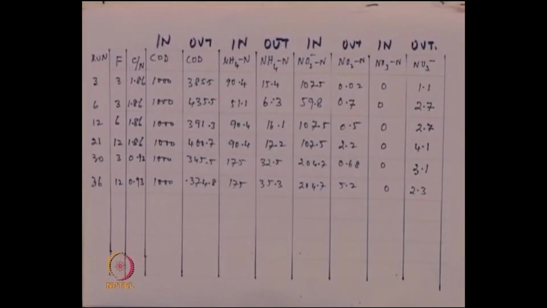X 1? 15. And x 3? 89 point? Okay, very good. Run 21, 14 and x 3? 87. Okay.